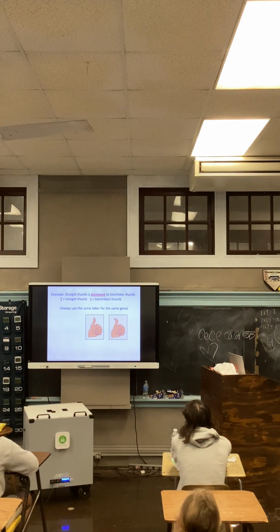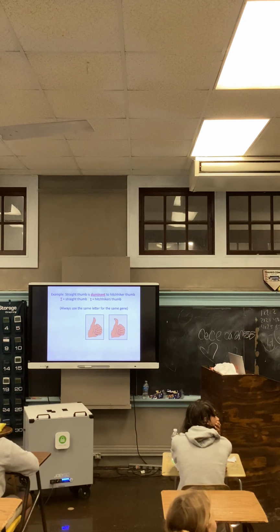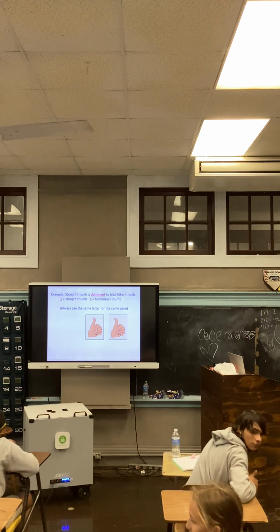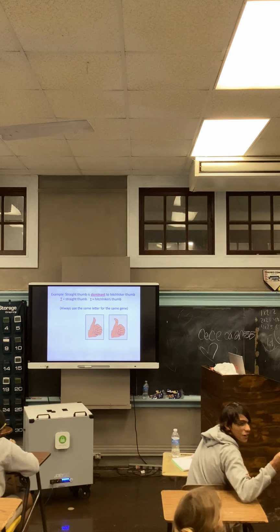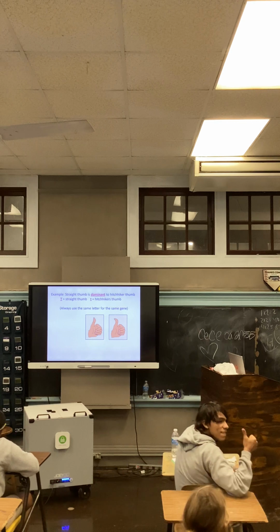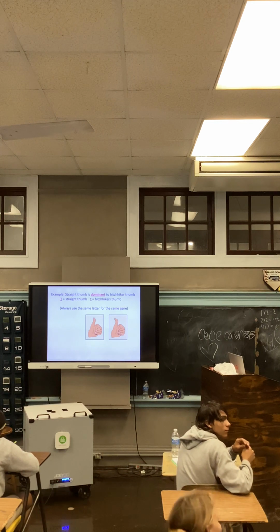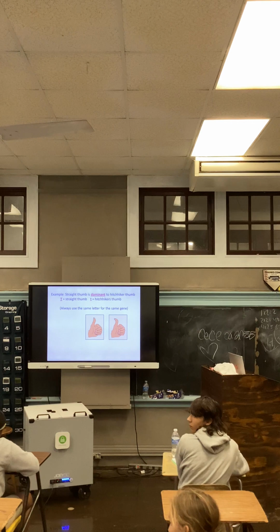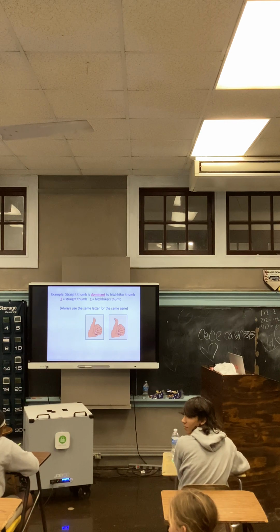Everybody stick their thumbs back as far as they can go. If your thumb goes all the way back, like really far back, you have what's called hitchhiker's thumb. If it's straight and you can't bend it, like I can't bend mine, that's the dominant trait, which is the straight thumb trait. Haley's got hitchhiker's thumb.